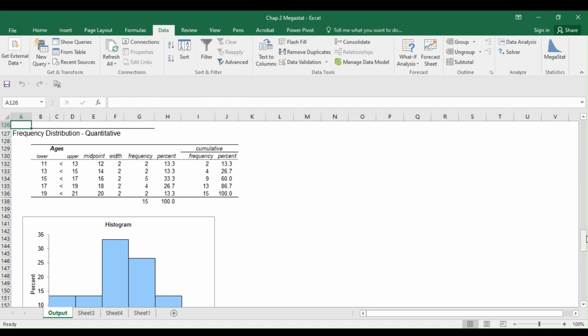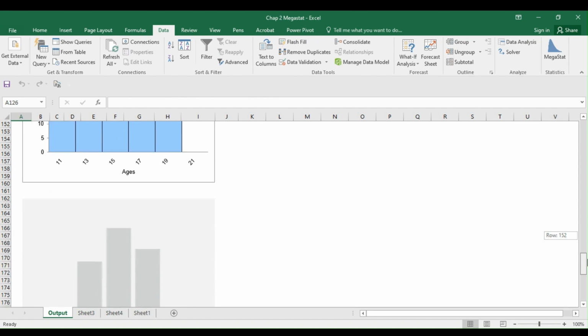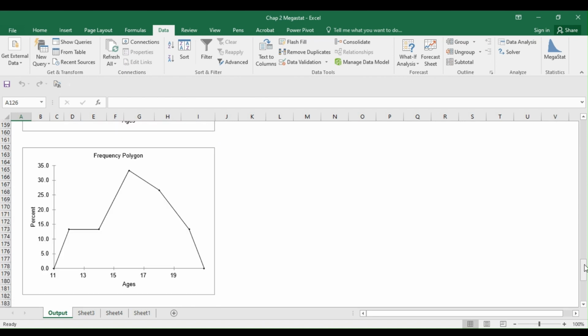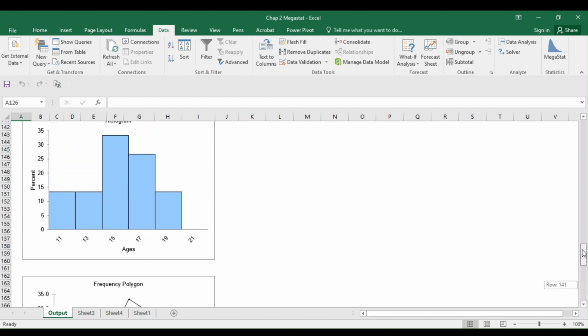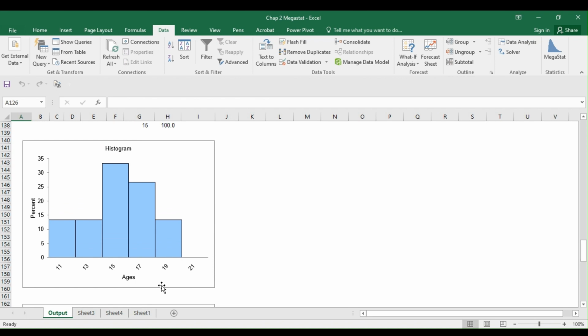And we have three graphs. Number one histogram. Number two is frequency polygon. Number three is your cumulative percentage graph. But remember, Shabab, in Megastat we always have percentage on the y axis. When we teach you from the book, it is always frequency on the y axis. In Megastat, it is always percentage.